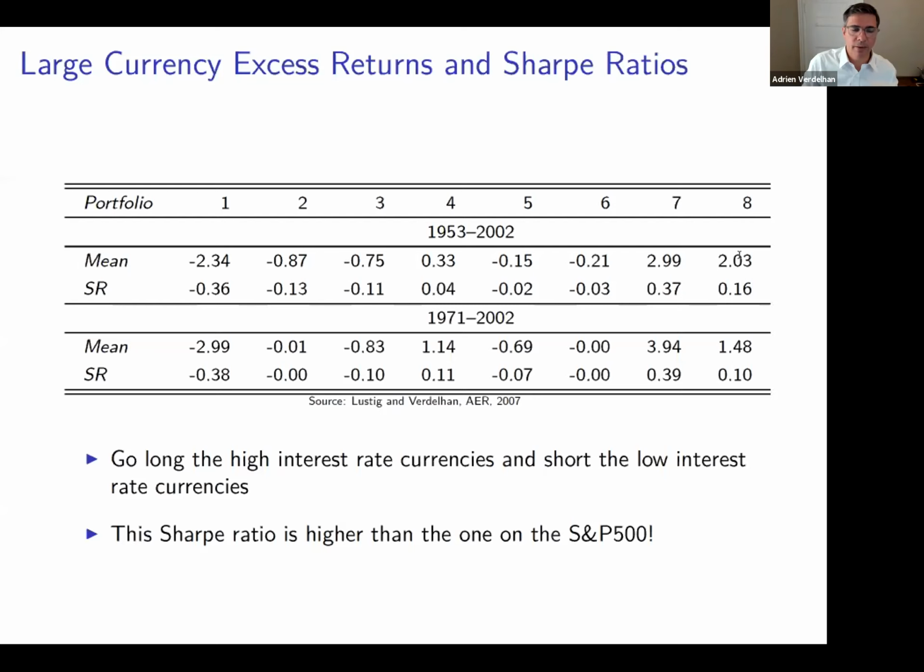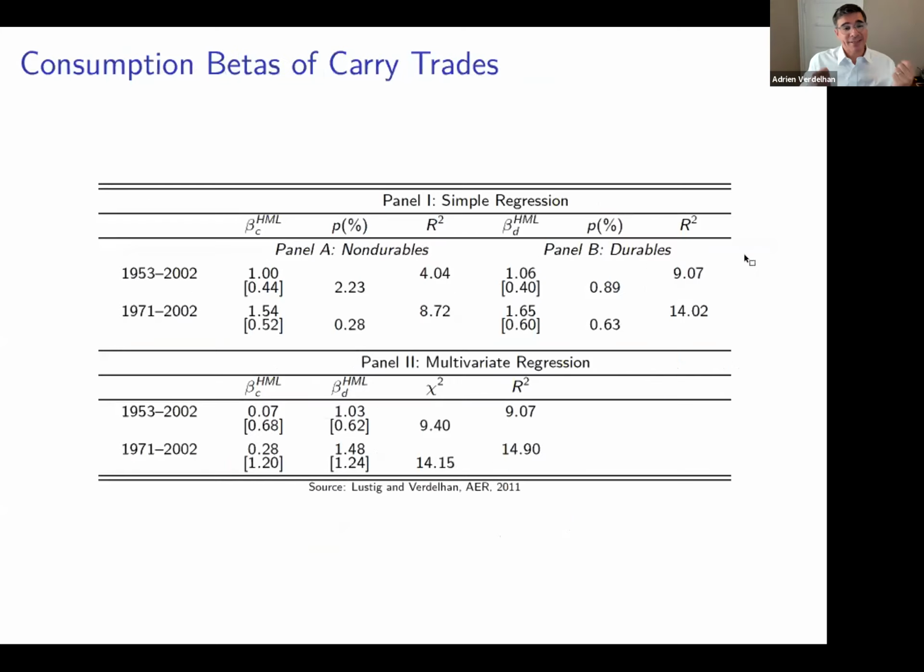So that was with just looking at the average currency return. I can show you there is actually a link. That's almost like macro 101. There is a link with consumption growth. It turns out that the returns on those carry trades tend to be low in bad times when you define bad times by low consumption growth.